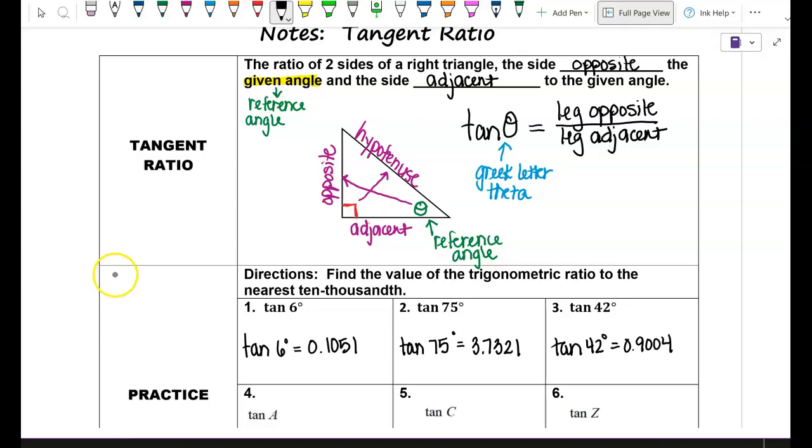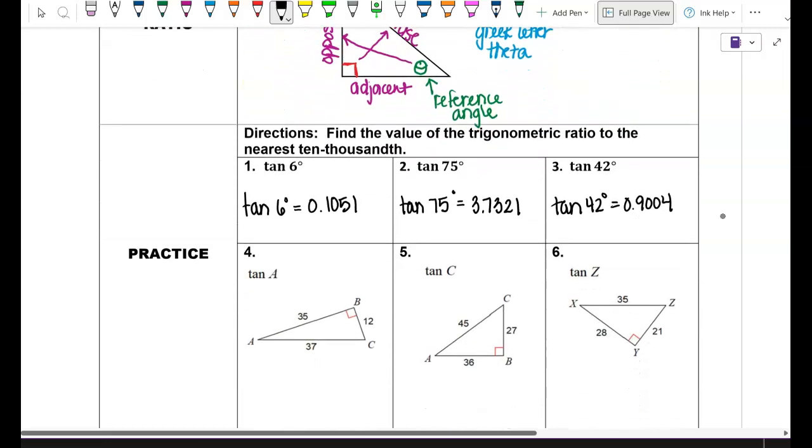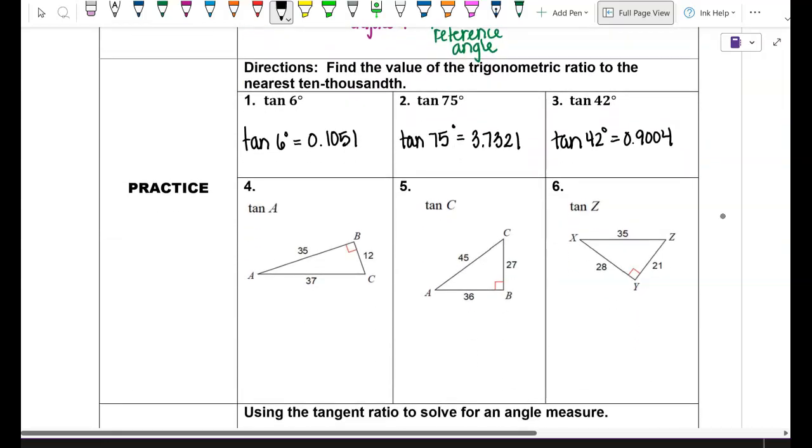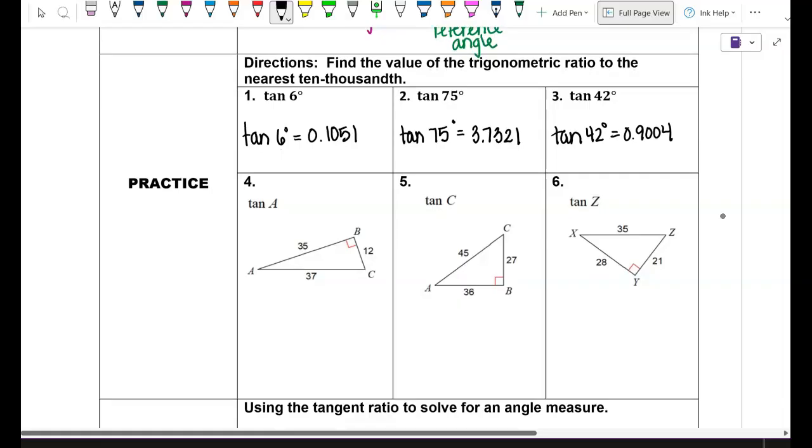Now, the next section does not involve using the tangent key. I don't want you to think that every time we're talking about the tangent function, we are automatically using the tangent key on the calculator. That time they were asking for the ratio of a specific angle measure, so we were using that key. These next set of problems are still finding the ratio, but it's using a specific triangle.